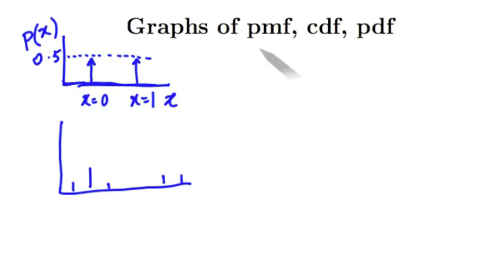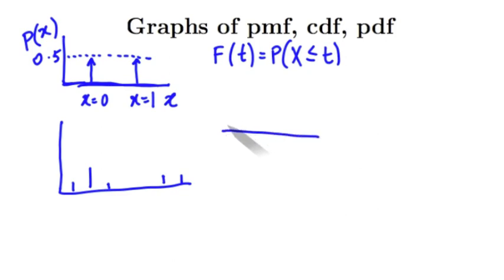Now, actually, a PMF and a PDF can both be described by the CDF. The CDF, if you remember, that is F(t), is the probability that X is less than or equal to t. Now, the CDF has to satisfy certain basic properties.